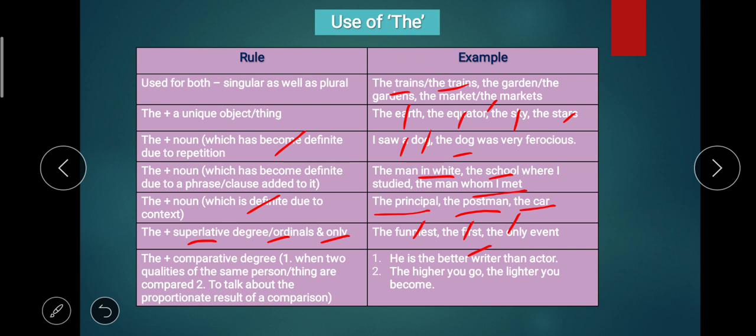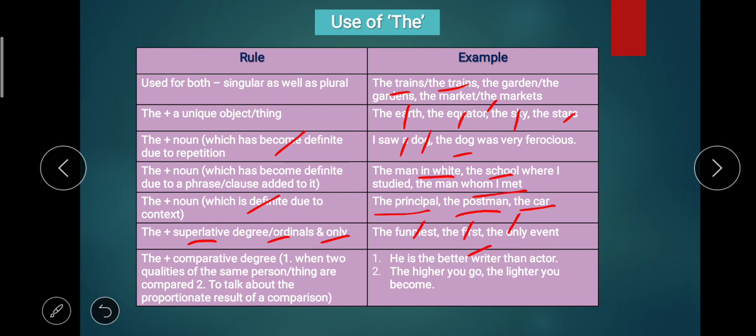One person has the quality of being a writer and the quality of being an actor. One person having two qualities. But if we compare both the qualities, we find that he writes better than he acts. So we use "the" before the comparative degree. He is the better writer than actor. If we say "he is better writer than actor," the sentence would be grammatically incorrect.